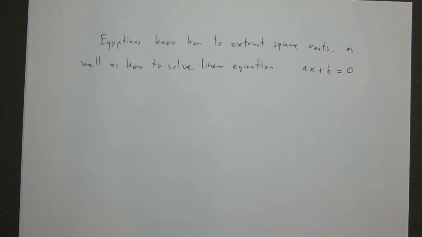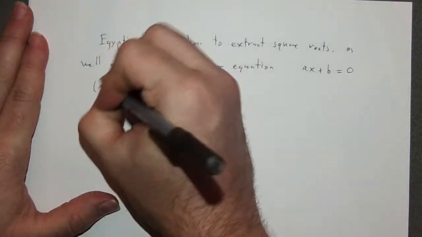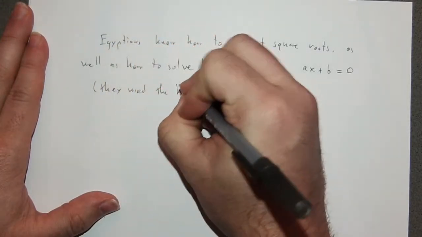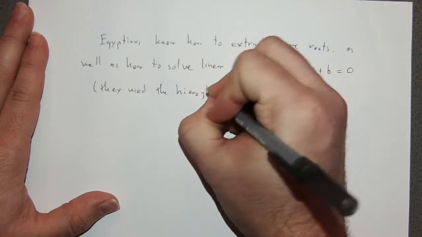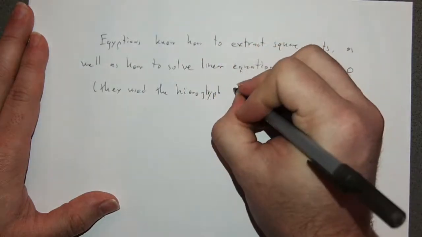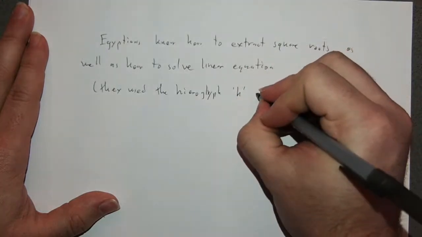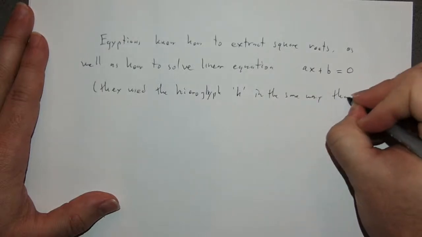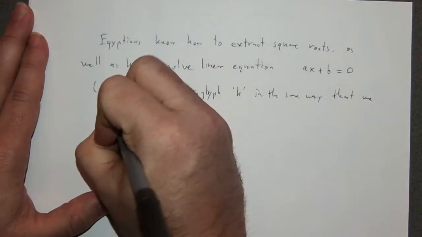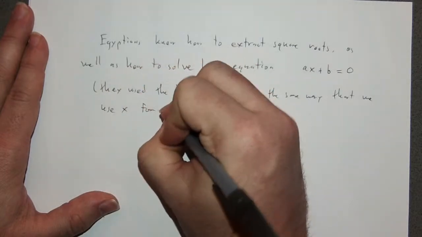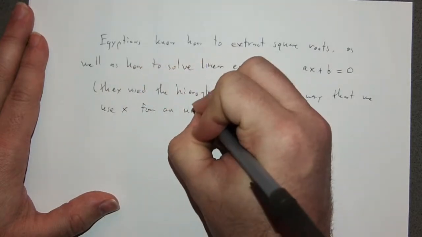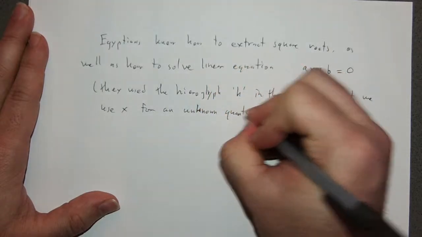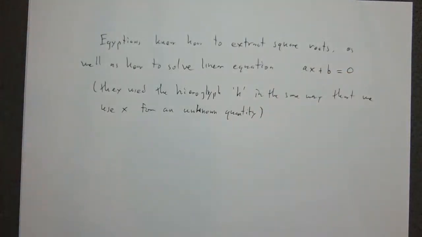So in fact, they used the hieroglyph H in the same way that we use X for an unknown quantity. Okay.